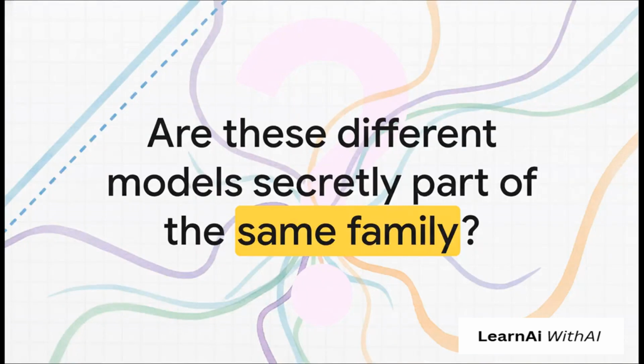I mean, they look like two totally separate things, don't they? A straight line versus this curvy S shape. But what if I told you they're not separate at all? What if they're actually secretly part of the same family? That's the big idea we're going to unpack.